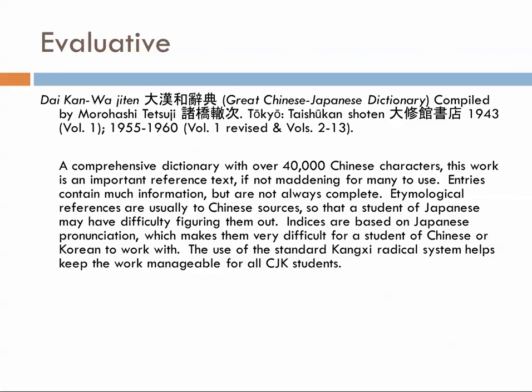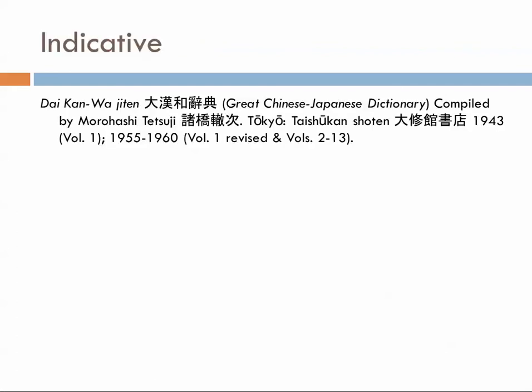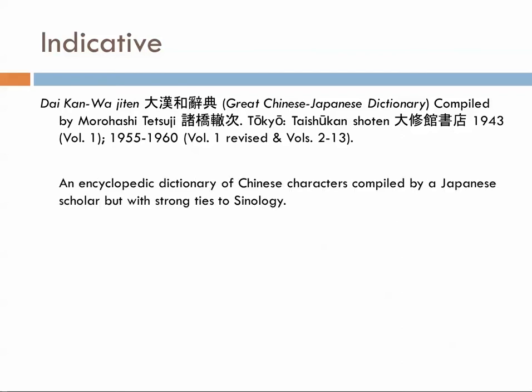How about an indicative entry for the same work? Once again, the top part won't change. The description is usually pretty short in an indicative entry. Here we have an encyclopedic dictionary of Chinese characters compiled by a Japanese scholar, but with strong ties to sinology. Of course, I could write a lot more and still be indicative, but typically, once you get that verbose, you're back where we started, if you will, with the informative type of entry.